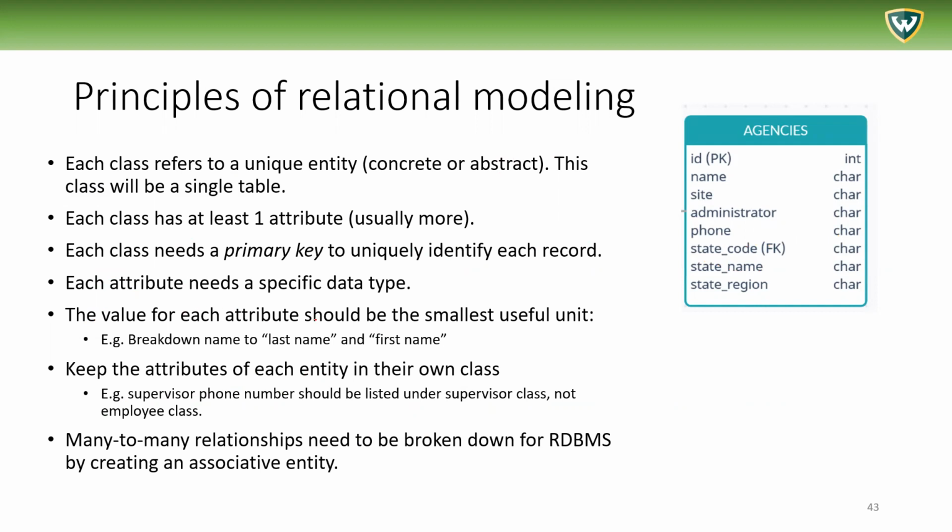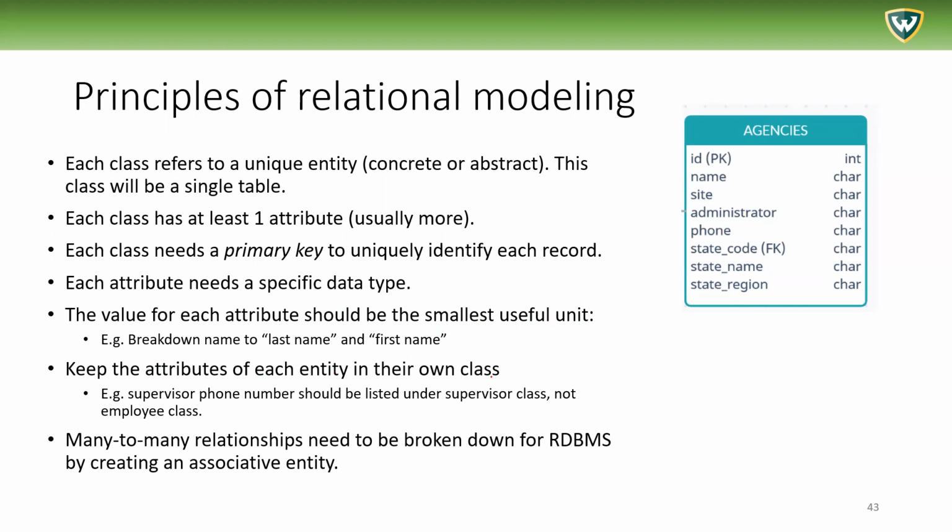The value for each attribute should be the smallest useful unit. So here is not a good example. I just have a name for the agency. Well, actually for the agency, maybe you just have a name. Usually an agency doesn't have a last name and first name, but usually we want to break those down to the smallest useful unit possible. So for example, for the address, we break it down into address, city, and zip, not just one long address.